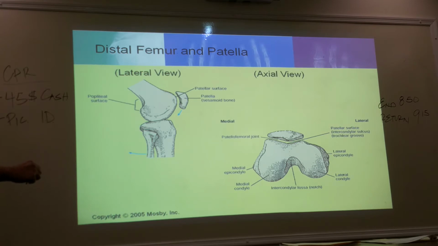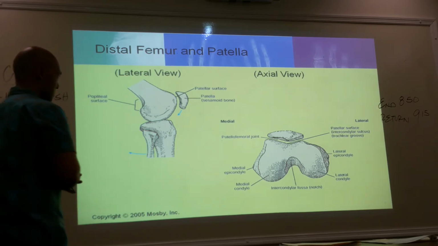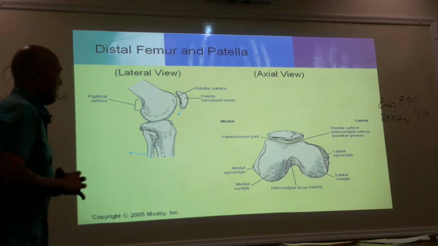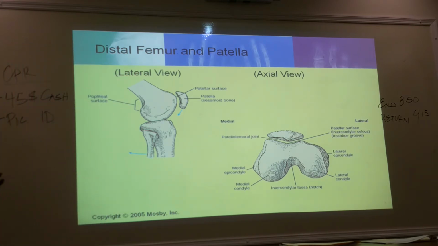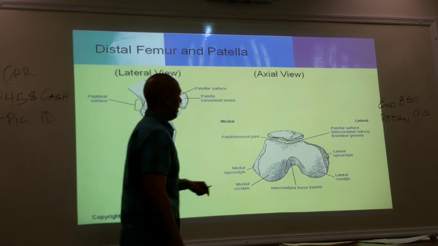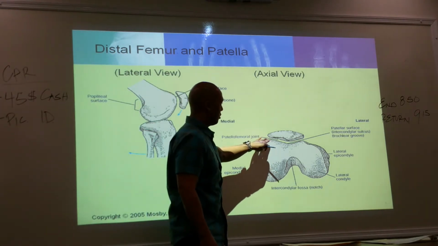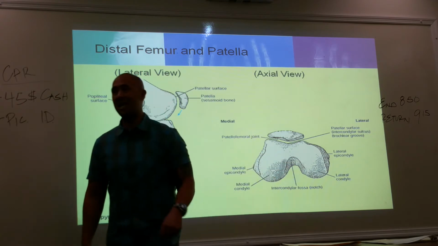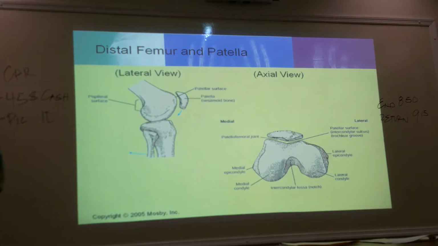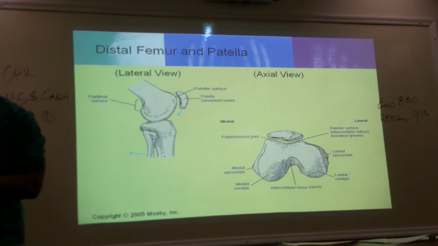The joint space between the patella and the femur is called the patellofemoral joint. The patellar surface has a groove. It's either called the intercondylar sulcus or the trochlear groove. All the names are analogous. They're the same. So the patellar surface, intercondylar sulcus, and trochlear groove all mean the same thing.